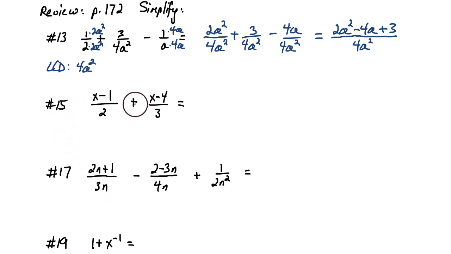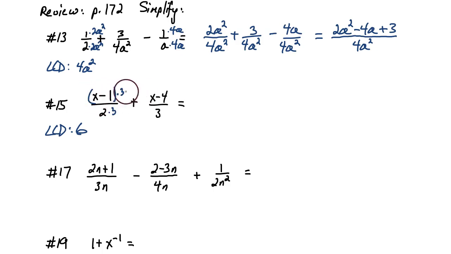Number 15 is an adding problem with fractions. We have to have a common denominator. If we have a 2 and a 3, what is the LCM? It's a 6. We can turn this into 6 by multiplying by 3, and in the top multiply by 3.